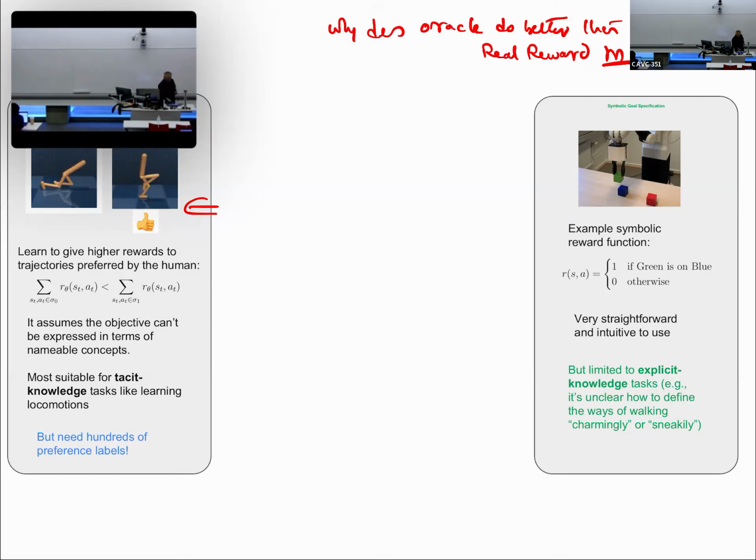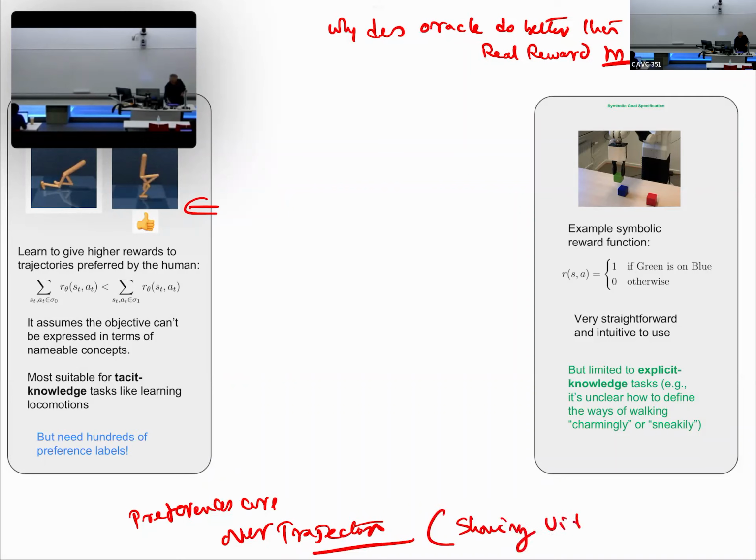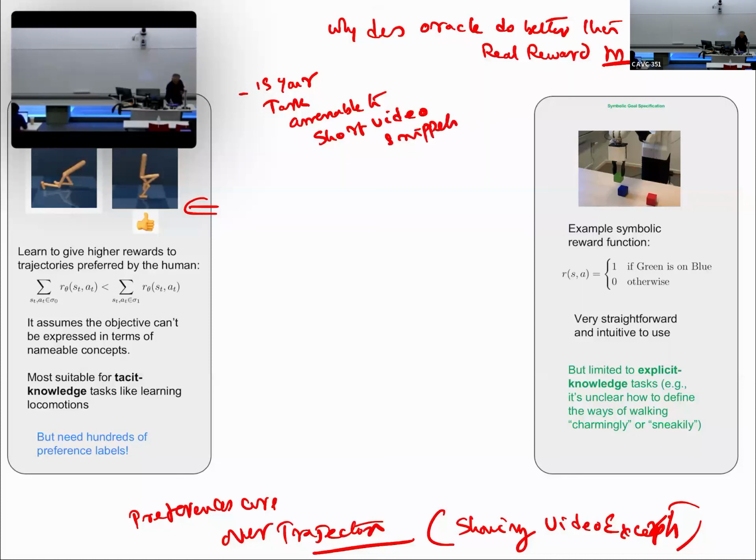In fact, one big issue is that preferences are over trajectories, and they are showing the trajectories by showing video excerpts to humans. There are two huge issues there. One is, is your domain amenable, is your task amenable to short video snippets? You understand what I'm saying?